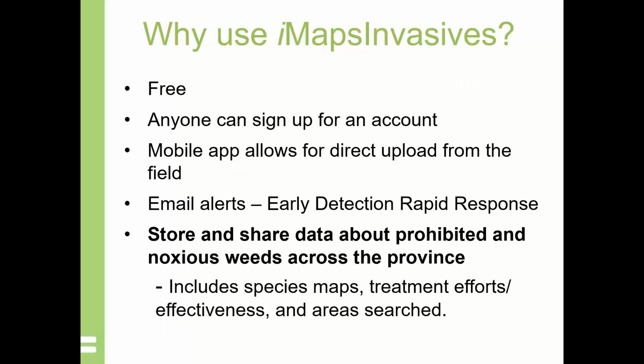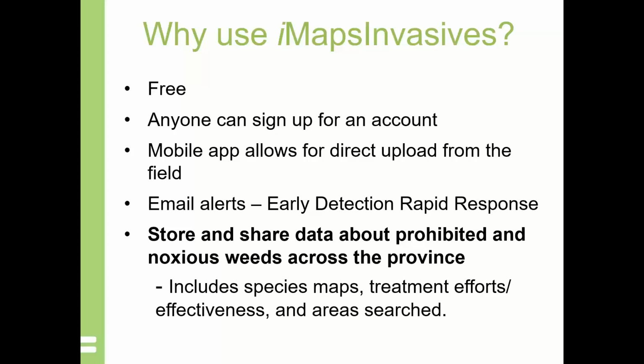So why do we want to use iMap invasives? First of all, it's free for anyone to use, and anyone can sign up for an account. The mobile app, which is what we're going to talk about today, allows you to take observations of invasive species in the field and upload them to the online database. You can also set up email alerts, which facilitate early detection and rapid response in your area. So you can find species and log them, so that everyone who lives in that area knows that that species is now present and they can keep an eye out for it.